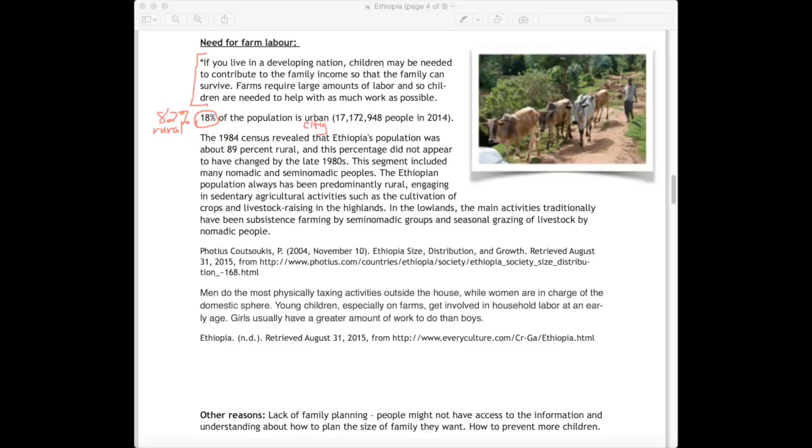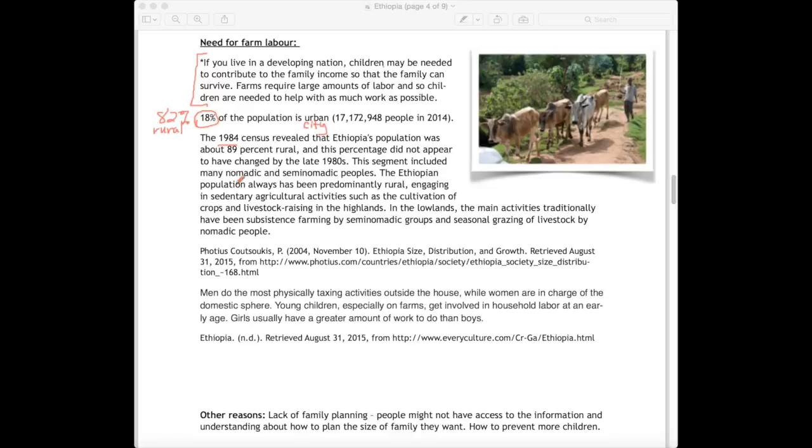So out in the countryside. In 1984, the census revealed that Ethiopia's population was 89% rural. So see, from 1984 to 2014, there's not that big of a change in the number of people that are living in the rural areas in the countryside, doing farming, raising animals, things like that. Huge amount of Ethiopia's population lives in the countryside, relying on this source of income, farming.